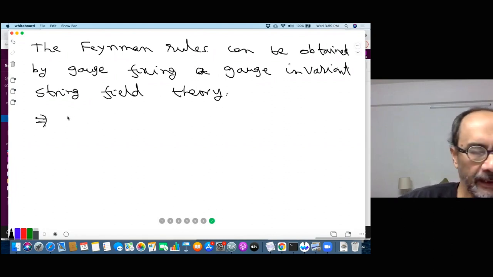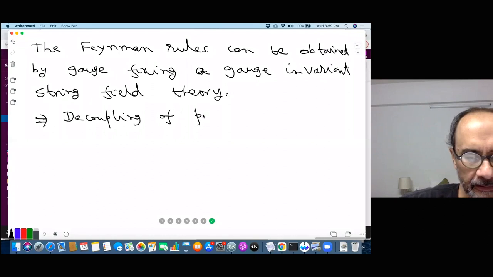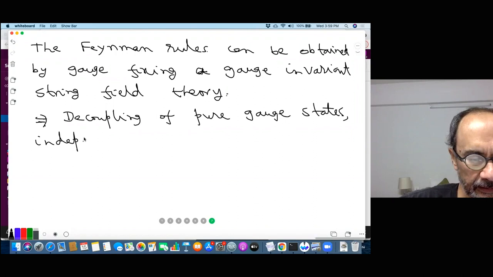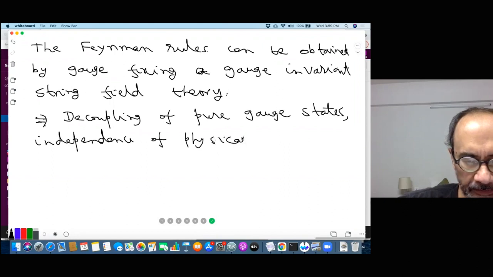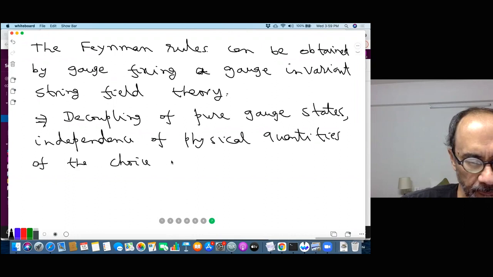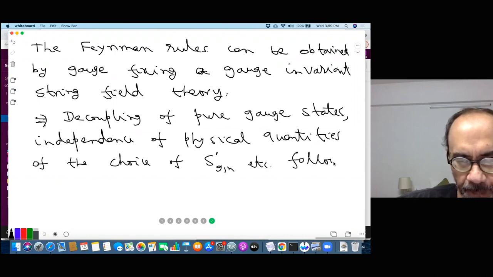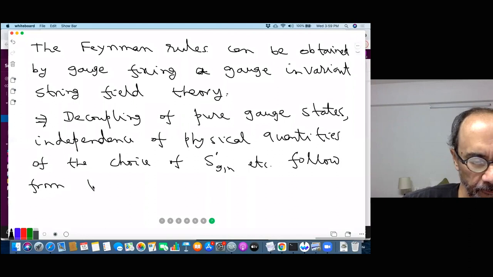after this, all the nice results that I mentioned, like decoupling of pure gauge states, or independence of physical quantities of the choice of S prime Gn, etc., follow from the usual Ward identities of the gauge theory.